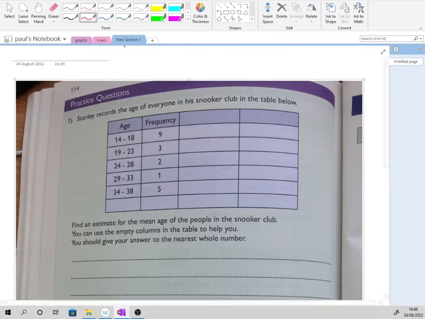So let's have a look at a couple of things in the book. So what we've got here, see how we've got two blank columns over there? Stanley records the age of everyone in the snooker club. Here's the ages. Find an estimate for the mean. You can use the empty column. So all we've got to do is work out the mean. We haven't got to bother with the range and the median and the mode. So the first column is going to be the midpoint. And the second column is going to be the total.